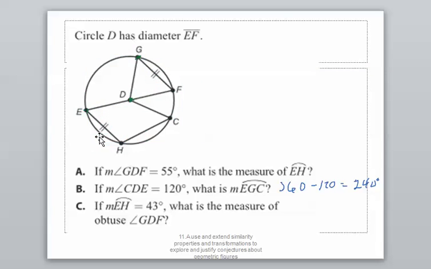There we go. Now, next question, it says, if the measure of EH, so that's this arc right here, is 43 degrees, what is the measure of angle GDF? This angle right here. Well, this is the same thing as what we did up there in number 1. Because these chords are the same length, that means this arc here is going to be the same, 43 degrees. And since this is a central angle, it's going to be the same as the arc, 43 degrees.